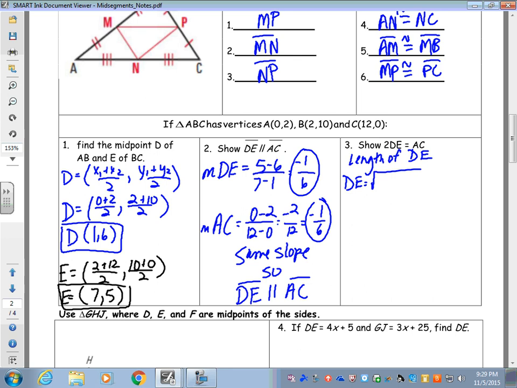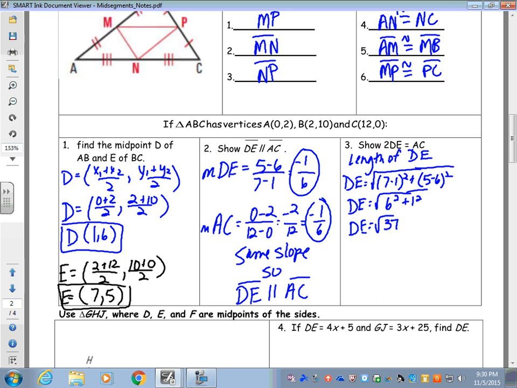So basically, x2 minus x1, so I'm going to do 7 minus 1, parentheses squared, plus 5 minus 6, parentheses squared. And we're going to get 6 squared plus 1 squared, which comes out to be the square root of 37. Okay, I'm going to just keep that. That can be simplified. Well, I'll tell you why.